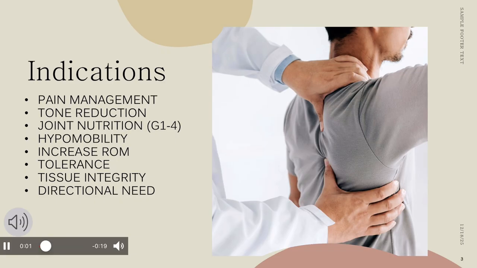Some indications of joint mobilizations would be pain management, tone reduction, joint nutrition for grades 1 through 4, hypomobility, increased range of motion, pain tolerance or tolerance for motion, tissue integrity, and directional need.